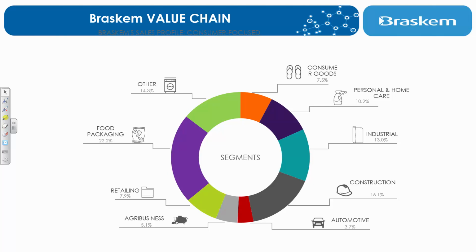Braskem believes that the products that we make your lives better. It goes into cars to make cars lighter, which improves gas mileage, which reduces emissions in the environment. It's used in construction, industrial, any kind of consumer good, packaging.